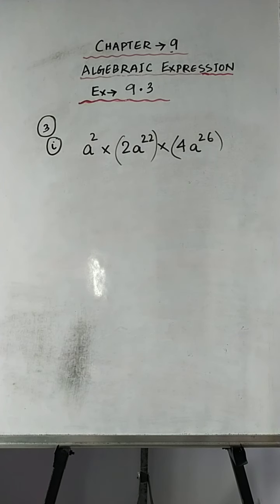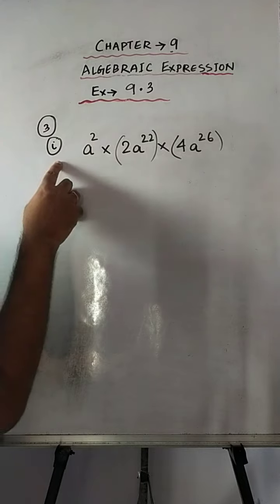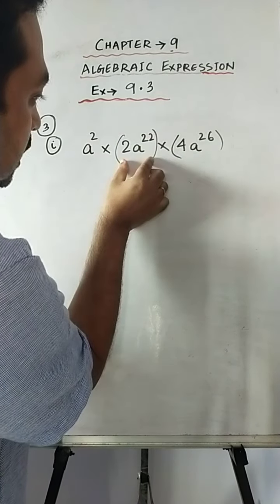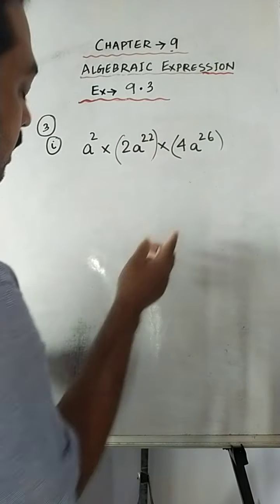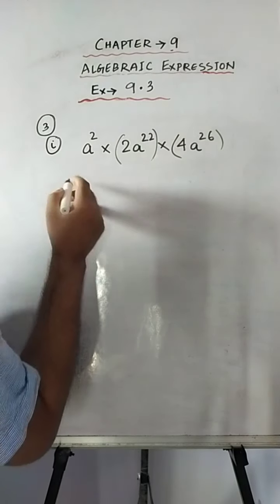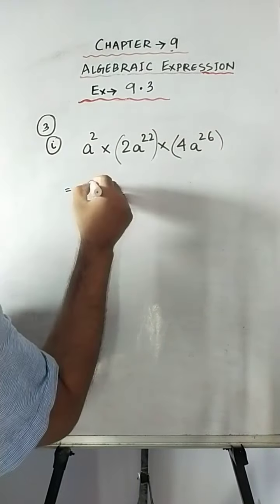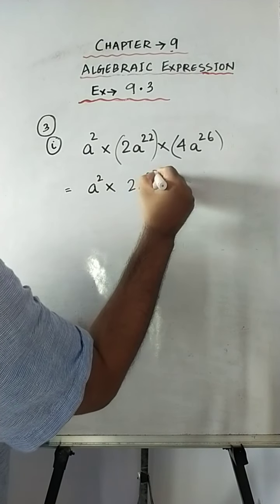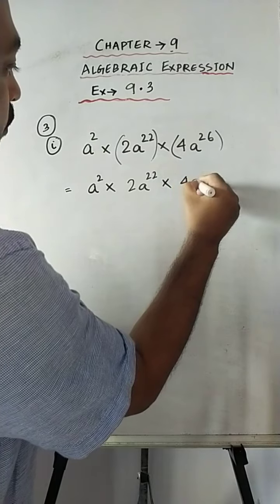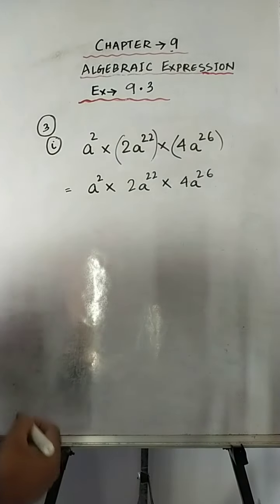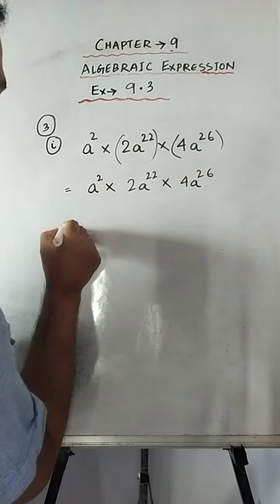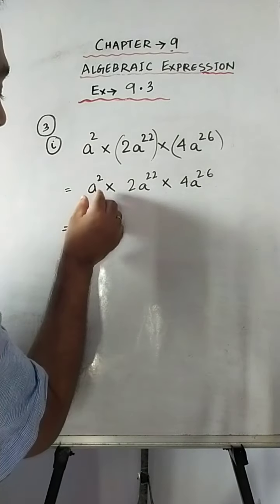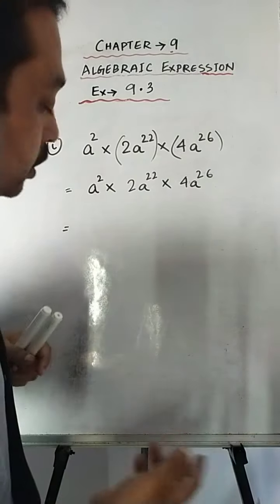This is very easy. In sum number 1 we have 3 terms. The first, second and third terms are given inside brackets. So the next step is to remove those brackets. That is a square into 2a to the power 22 into 4a to the power 26. Now, as I have always said, the first thing we have to multiply is the sign. All the terms are positive, so nothing to worry about.